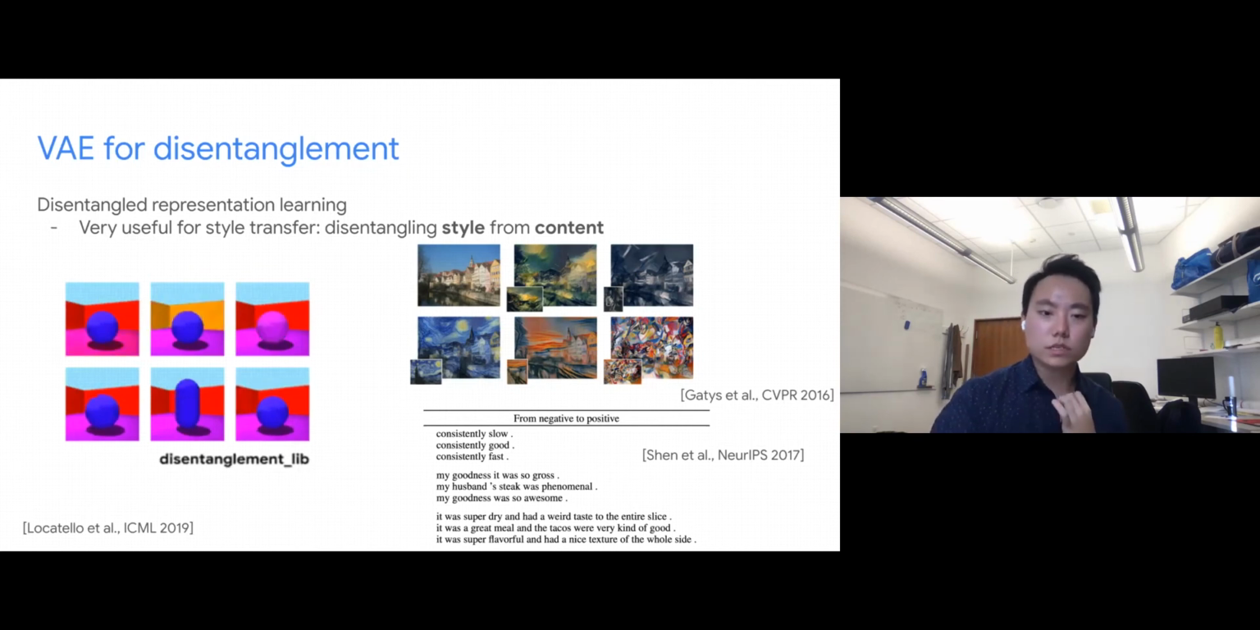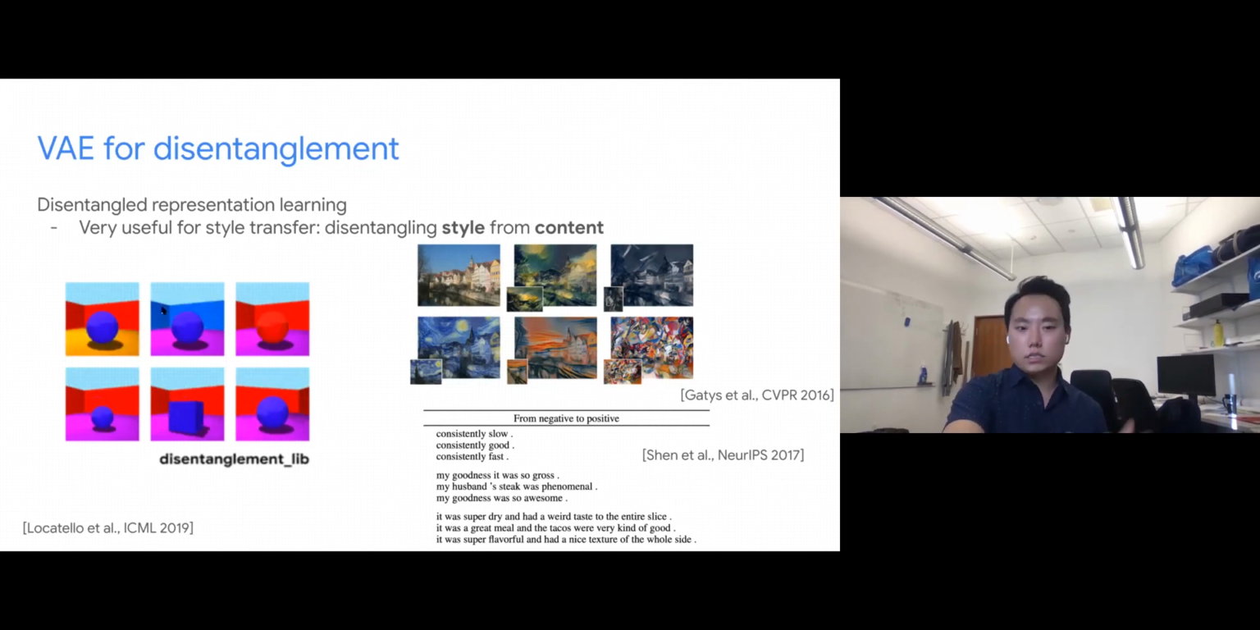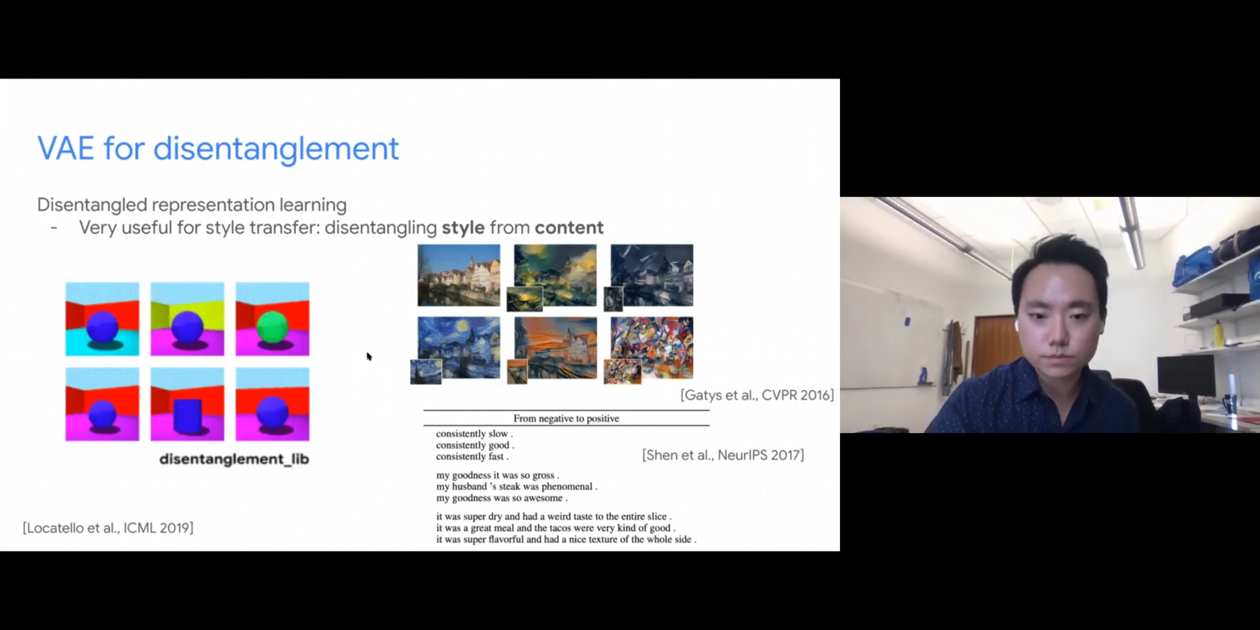What disentangled representations are is that you have all these images, and all these videos have very specific factors of variation. So in this case, only the floor is changing color. In this case, the background is changing color. Here, the circle is changing color. Here, the size of the circle is changing, increasing, decreasing.